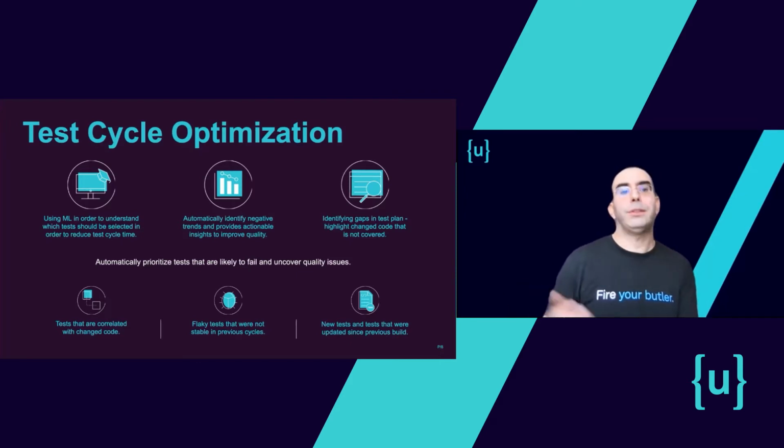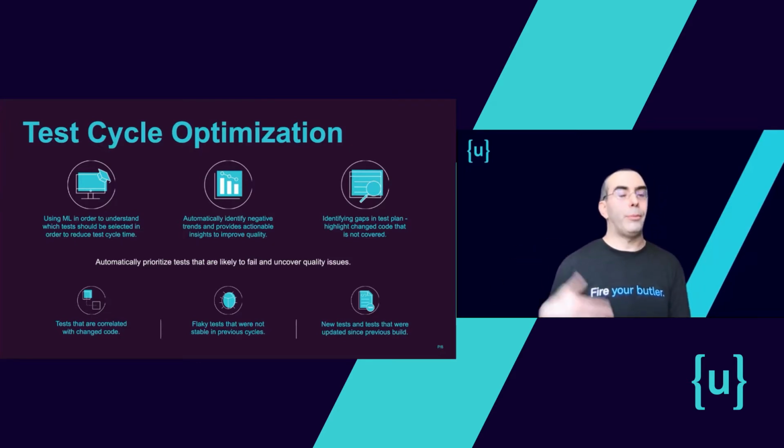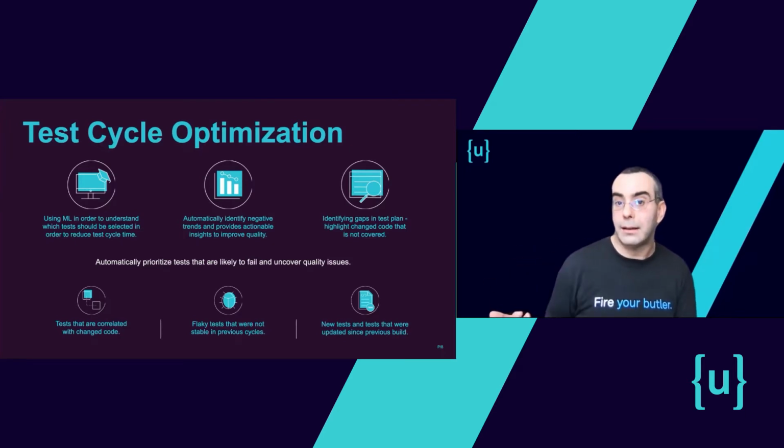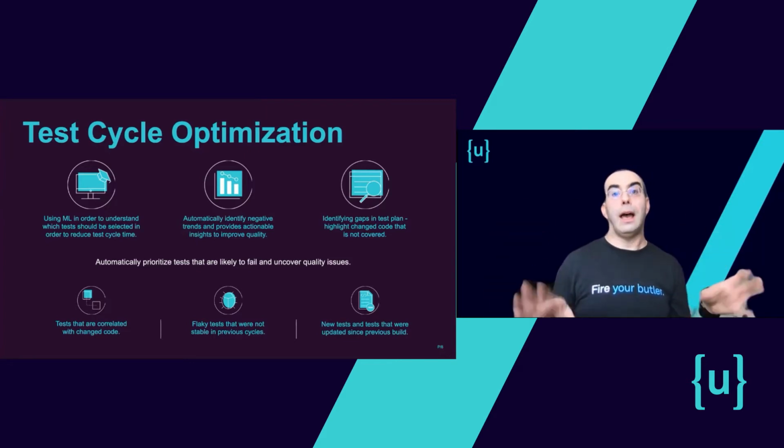The way we do it is we're building a model that correlates between the tests that you have, the code of the application, and the results of these tests from previous test cycles. And we train this model whenever there is a new test cycle to make sure that the correlation and the model is accurate.